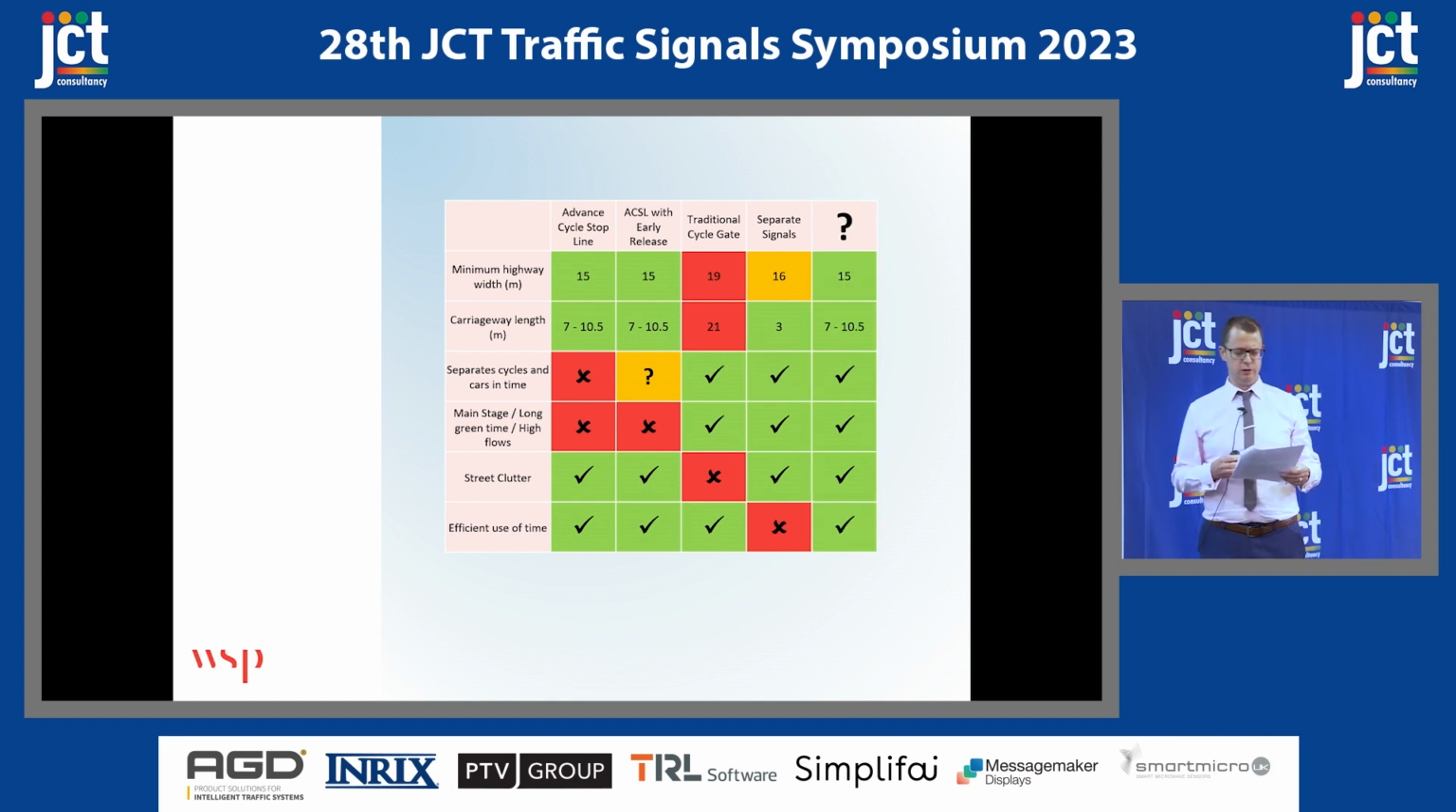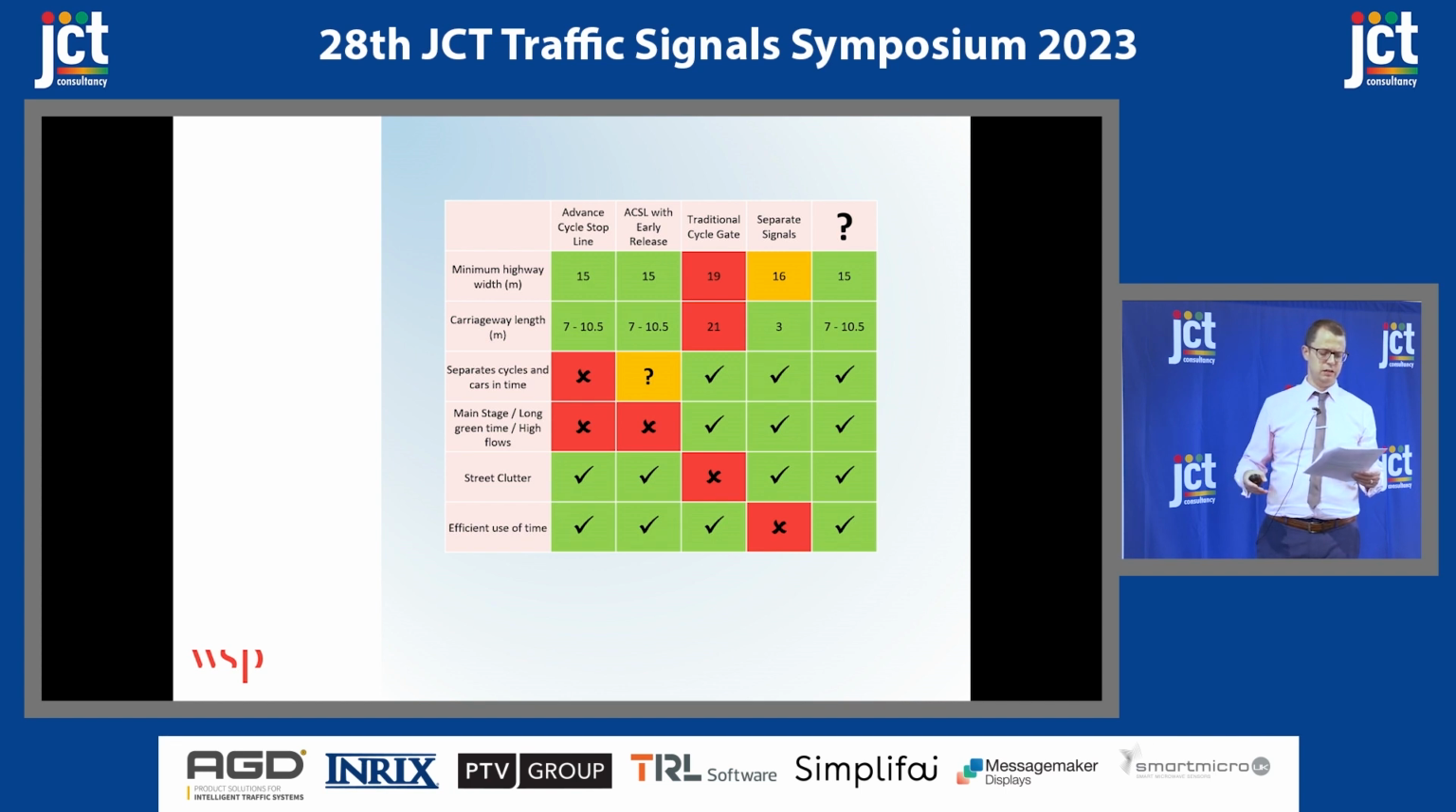Now, I originally started looking at all this because we had a site with a proposed segregated cycle route on the main road of a junction where the highway width, boundary to boundary, was only 15 metres. So what we were looking for is a layout that doesn't increase the carriageway width. It separates cyclists from other traffic so it can be used on the main stage approach.